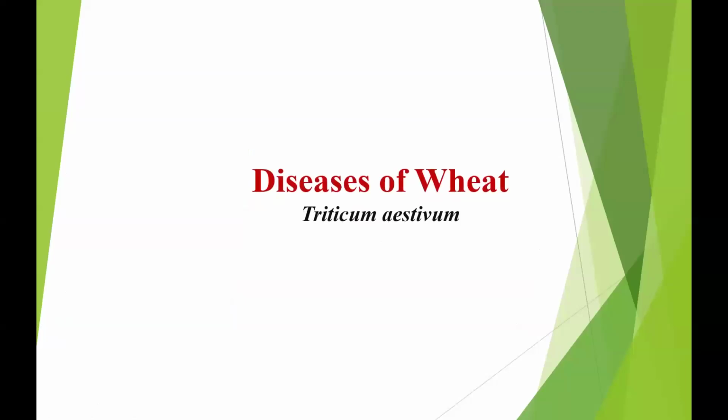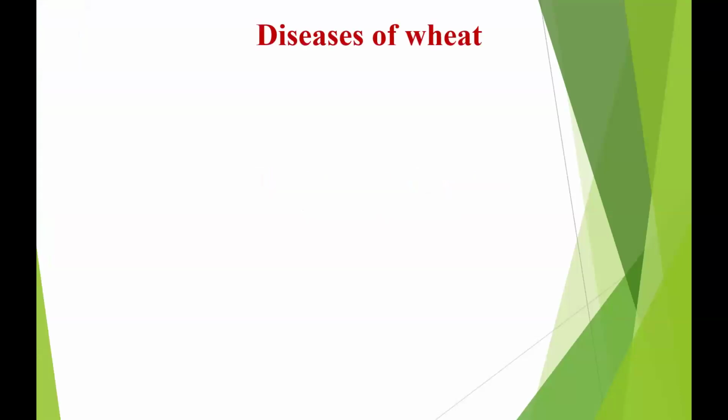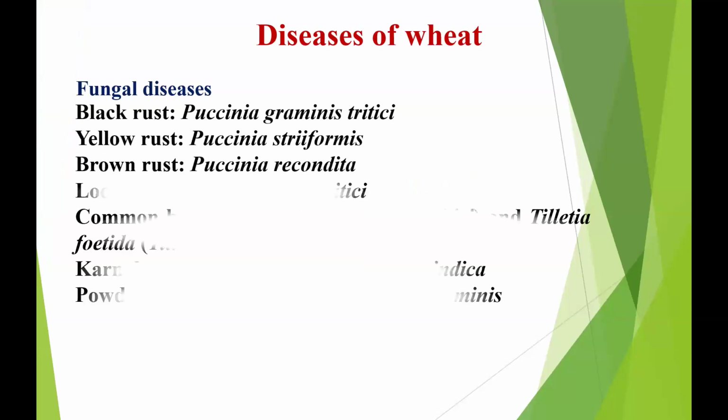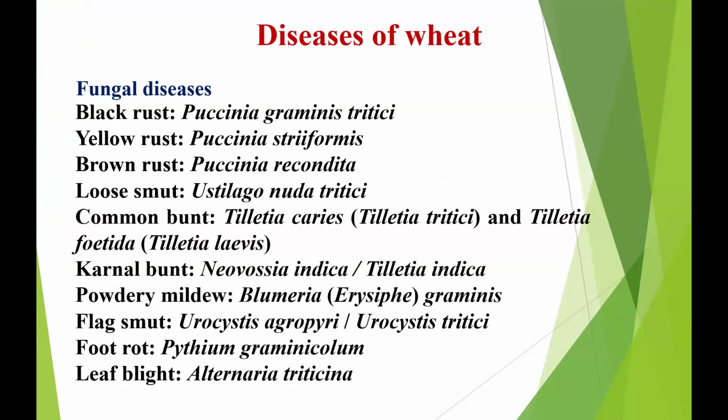Good evening, everyone. Today we are going to discuss the diseases of wheat and mustard. First of all, wheat's scientific name is Triticum aestivum, and the major diseases which attack wheat are enlisted below. These are the fungal diseases, which include black rust, yellow rust, brown rust, loose smut, common bunt, karnal bunt, powdery mildew, flag smut, foot rot, leaf blight. And these are the causal organisms which cause the following diseases, which we will learn in the next slides.